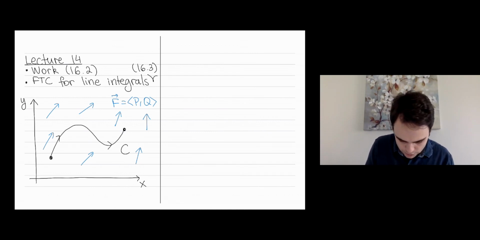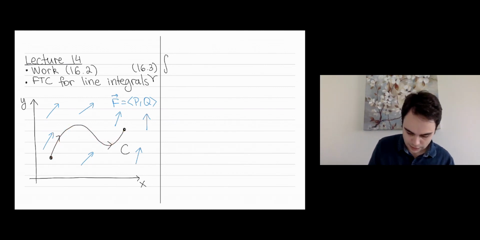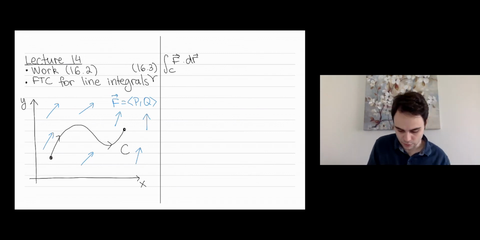We defined work last time: the work that a vector field, like the one you see here in blue, does along a curve C, a curve equipped with an orientation, is denoted by the integral of F dot dr over C. So that's how we defined it. This integral is work.